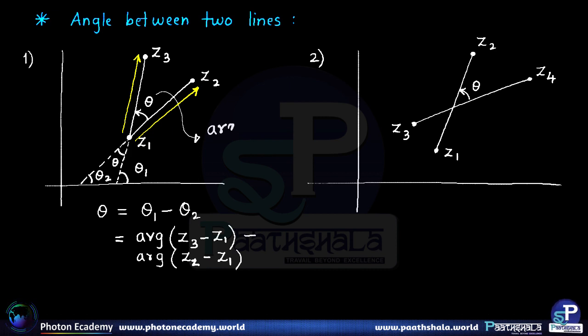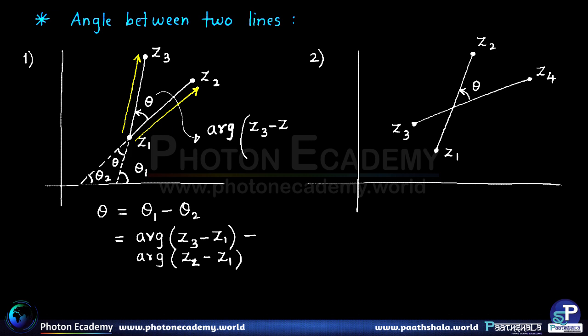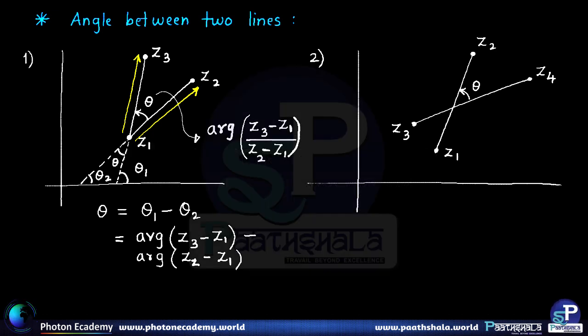now as we know from the property of argument that if you subtract the two arguments, it is the argument of the division. So therefore here we will have argument of (z3 minus z1) whole upon (z2 minus z1). Alright, so that is the formula to calculate the theta as shown here.